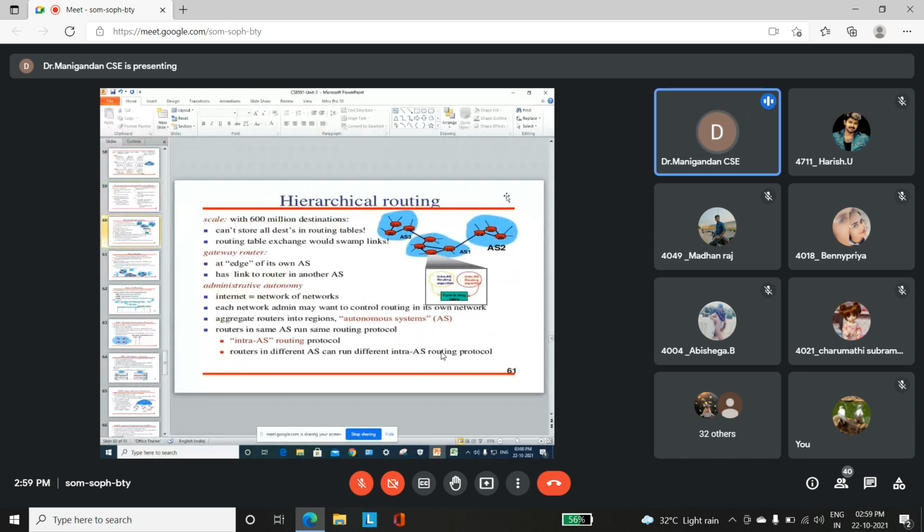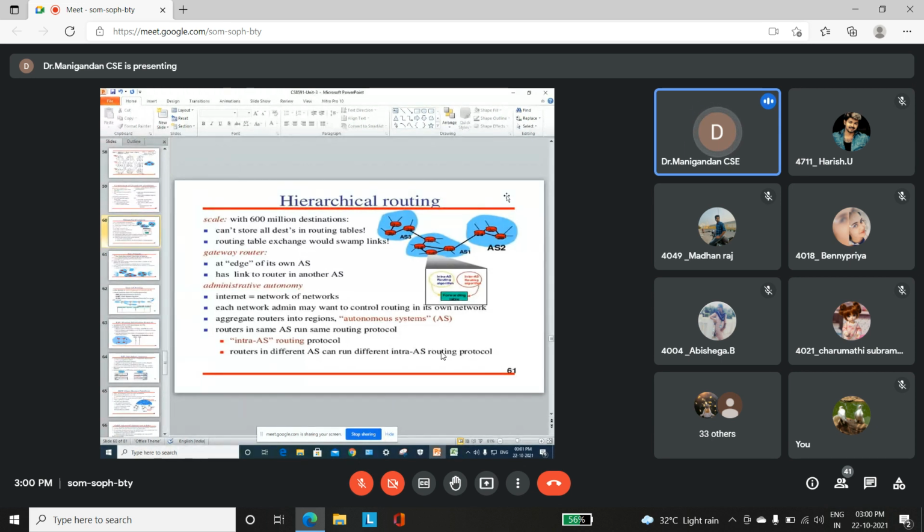The third type is hierarchical routing. Hierarchical routing is used when there are 600 million destinations: one source, and 600 million destinations. Hierarchically, the data from the source is transmitted to n number of destinations through the routing table. Here the gateway router is assigned as an AS, which is an autonomous system.